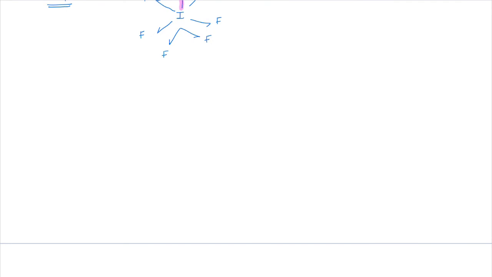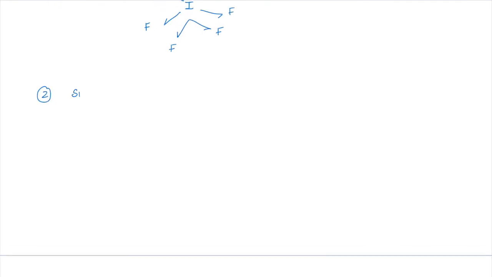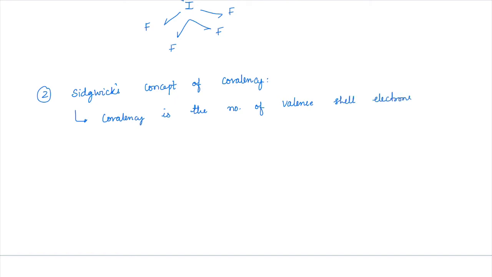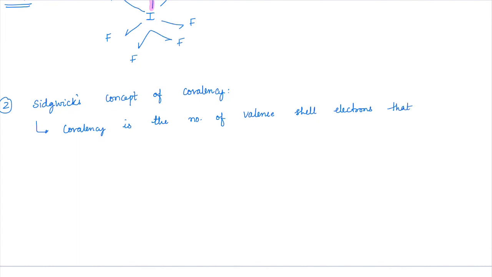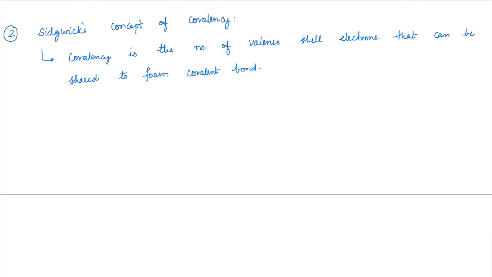Next, he also built up a concept called covalency. So that is called Sidgwick's concept of covalency. Here he says that covalency is the number of valence shell electrons that can be shared to form a covalent bond.